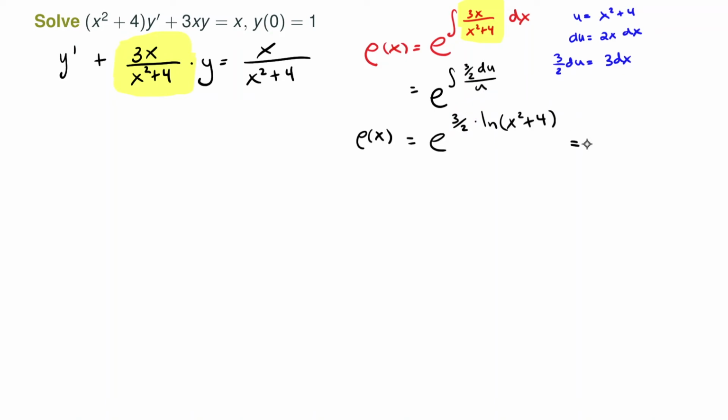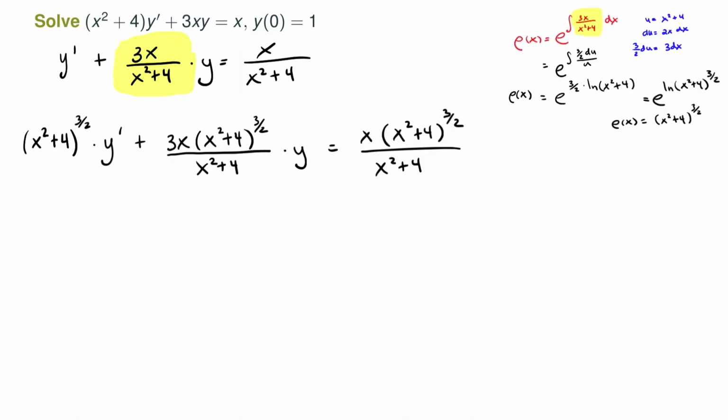We have e raised to the natural log of x squared plus 4 raised to the 3/2 power. Remember, for logarithms, constant multiples become exponents. Composition of inverse functions, this just simplifies to our input. And that's the integrating factor that we can use for this problem when simplified. We know at this point we will multiply the integrating factor throughout the entire equation.